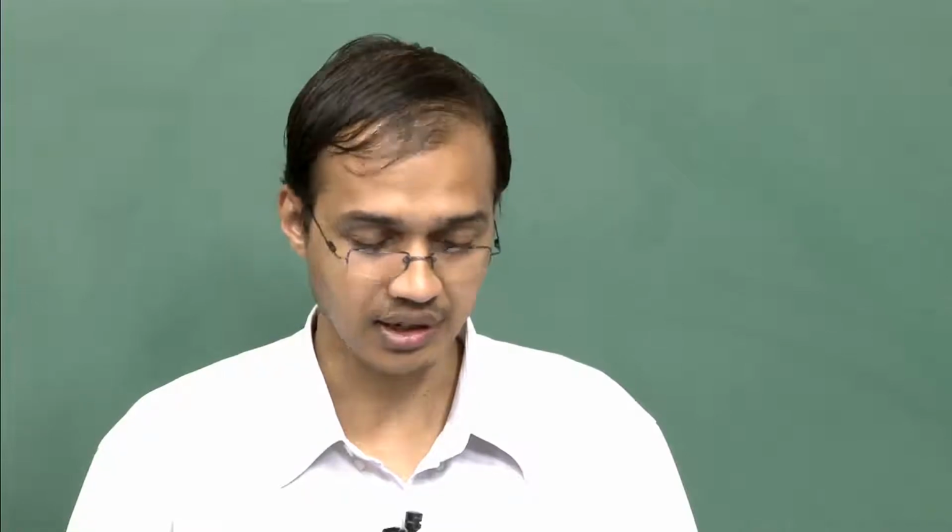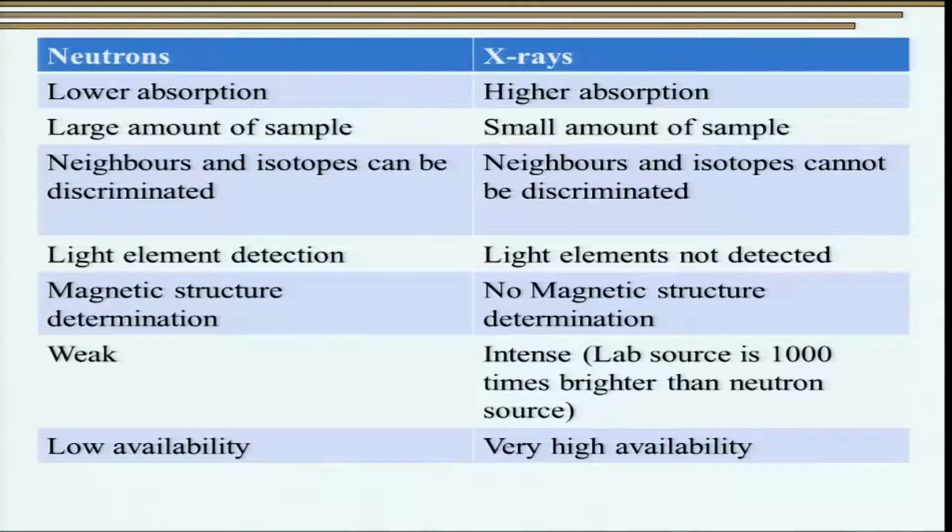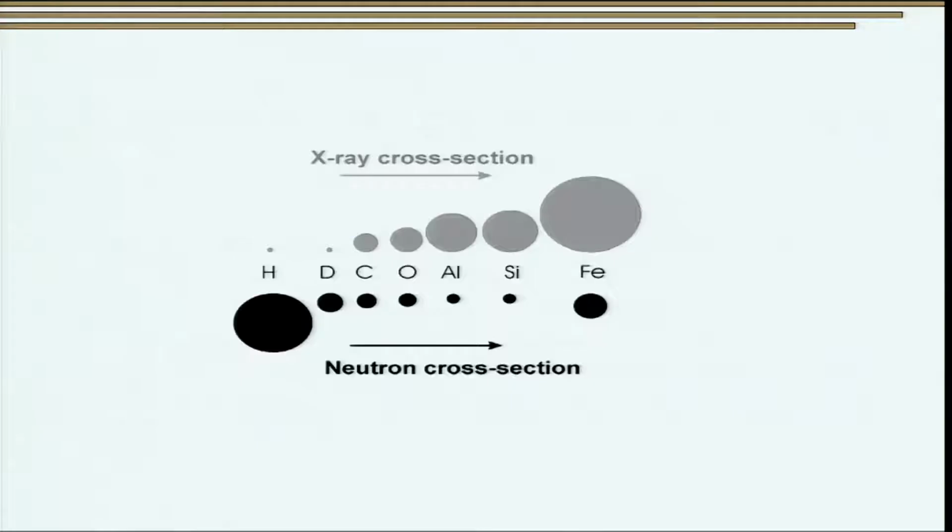I would like to mention that X-rays are an intense source, and when I say intense, I am not really talking about synchrotron, but even a normal X-ray laboratory source is almost 1000 times brighter than a neutron source. Having said that, we should always remember that neutron sources are not available at every place, and in fact there are hardly a few places in the world, while X-ray sources and X-ray diffractometers are available at every university, and therefore can be used on a day-to-day basis.